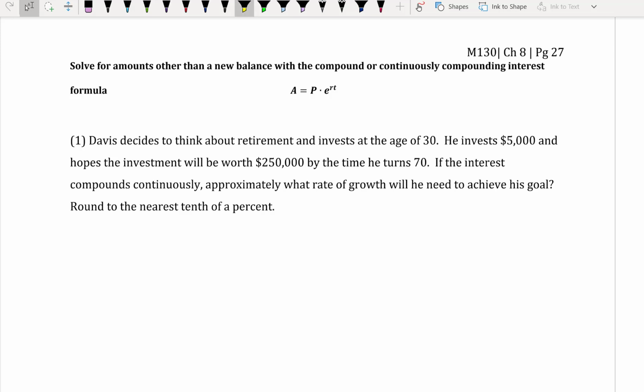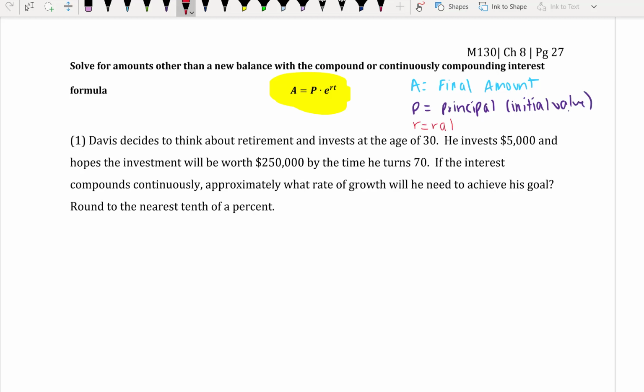And we usually are going to be solving these types of problems with this formula in mind, where A is going to be your final amount, P is equal to your principal amount, so that's the initial value. We have our R, which is going to be our rate. And of course we have our T, which is going to equal our time as well.